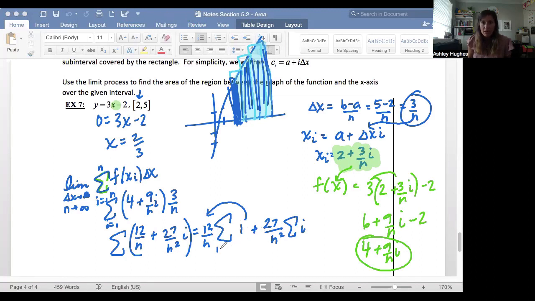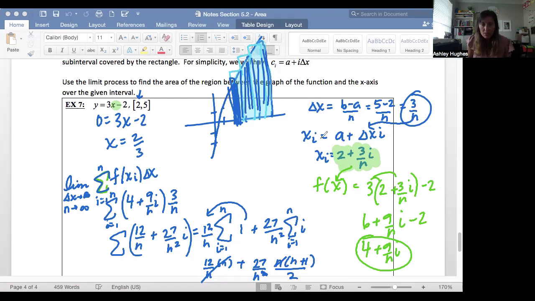And we have i equals 1 to n, and we're going to let n go to infinity. So we know when we sum up 1 n times, it just says n times 1. So 12 over n times n gives us 12. Plus 27 over n squared, the sum of i is n times n plus 1 divided by 2. So this will cancel with one of those.